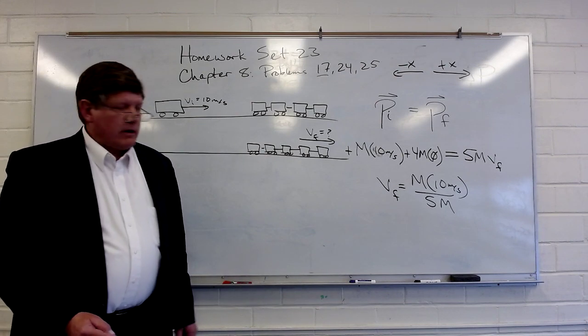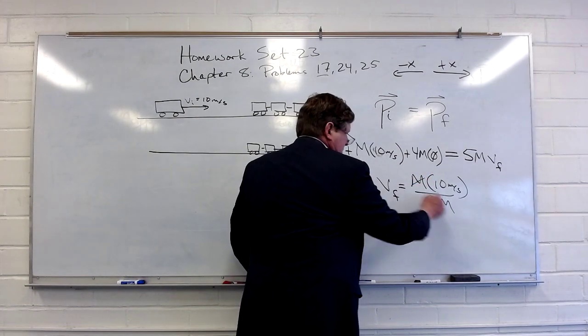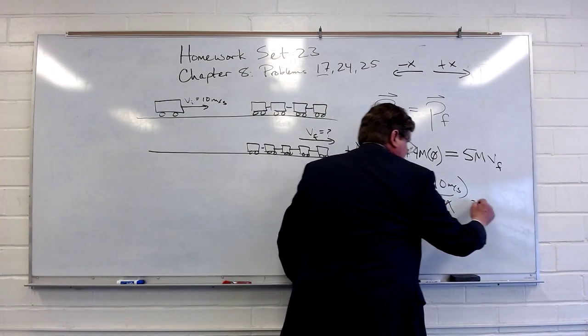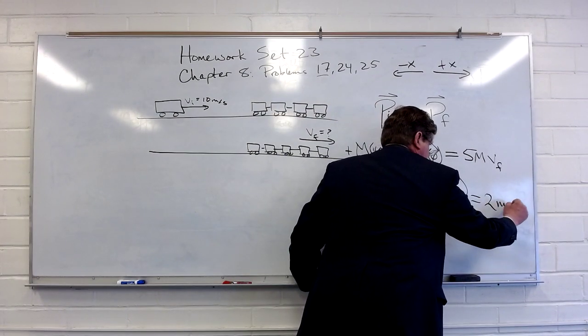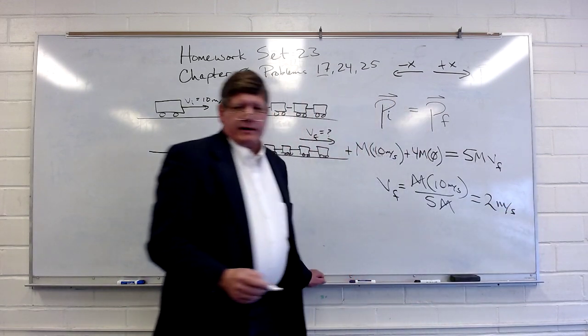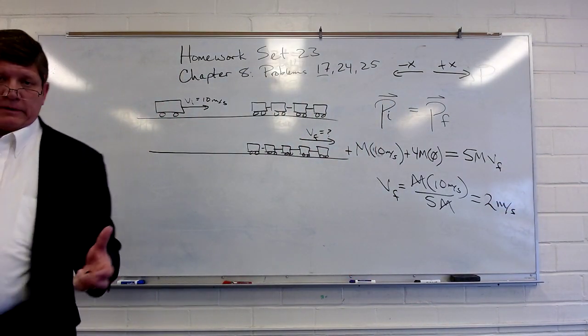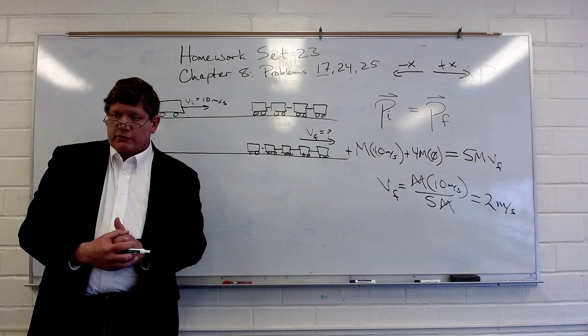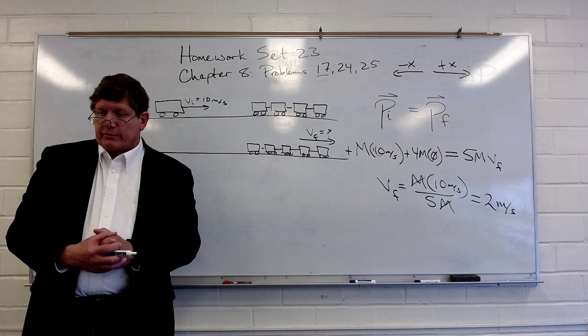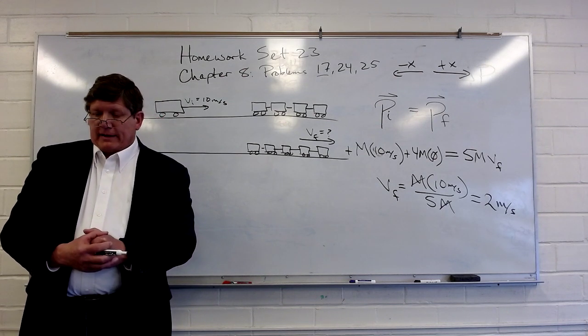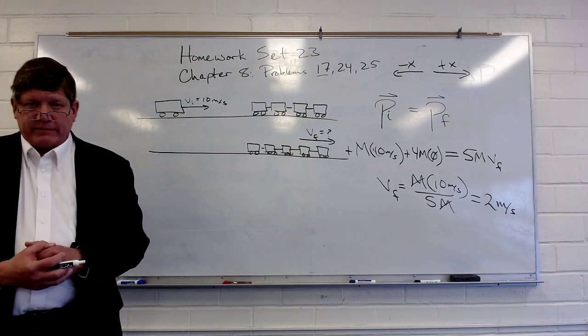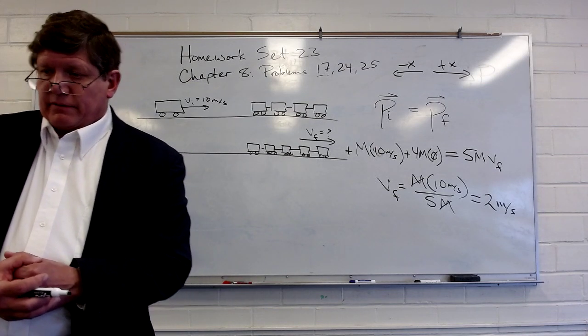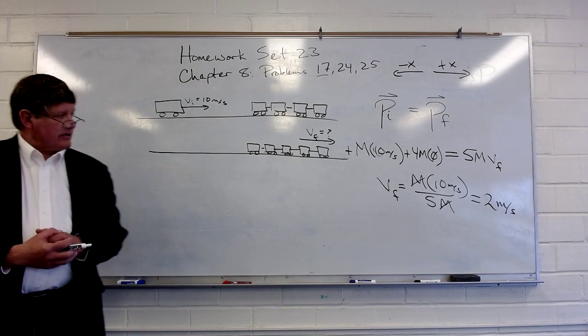And so, as promised, we don't really care what the mass of a boxcar is, as long as it's the same for all the boxcars. So this m cancels out. And what I get is a final speed of 2 meters per second. In this problem, the total amount of mass that was moving increased by a factor of 5. And if the momentum was going to stay the same, that meant the velocity had to decrease by a factor of 5. It's that simple.